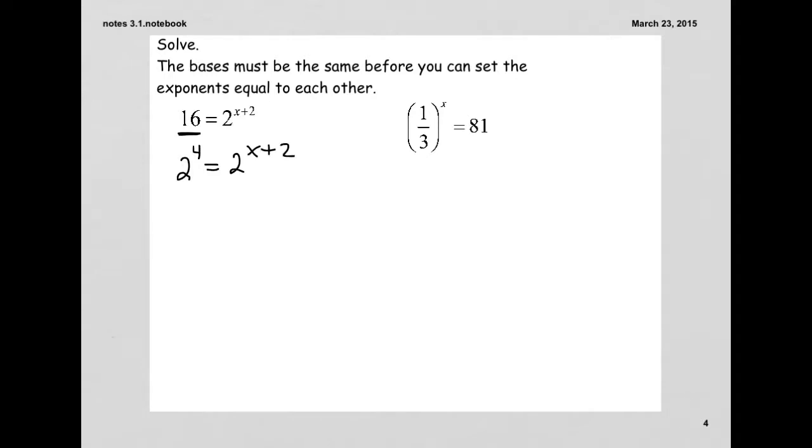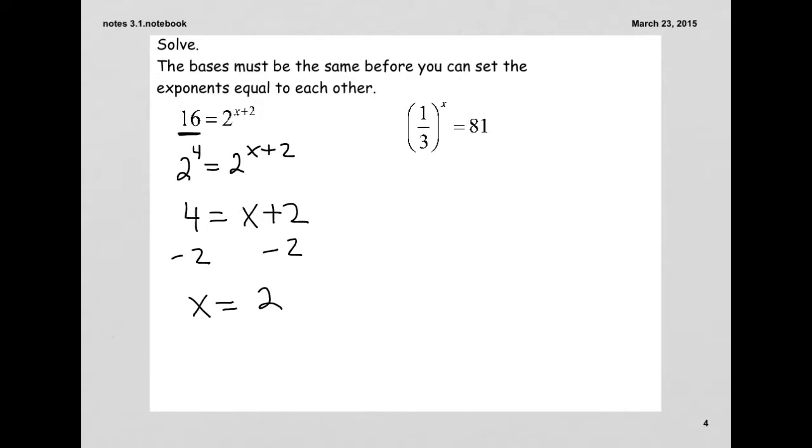Now our one-to-one property says I can set the 4 equal to the x plus 2, because they have the same base, which means the exponents must be equal. Well, I simply solve my algebra problem, subtracting 2 from both sides, and I find out x equals 2.